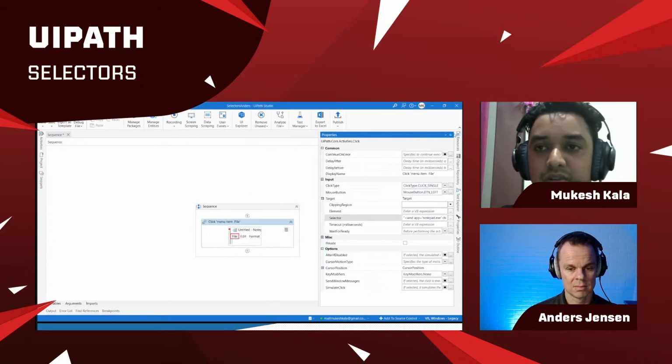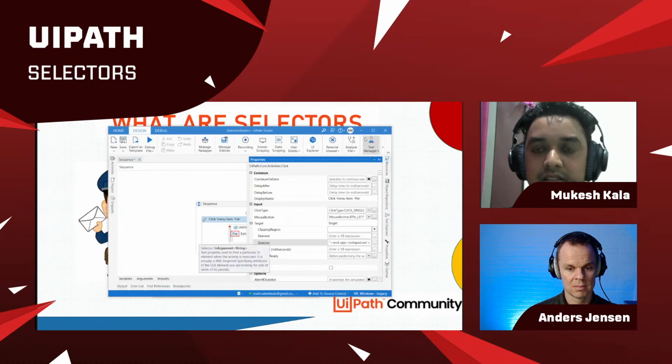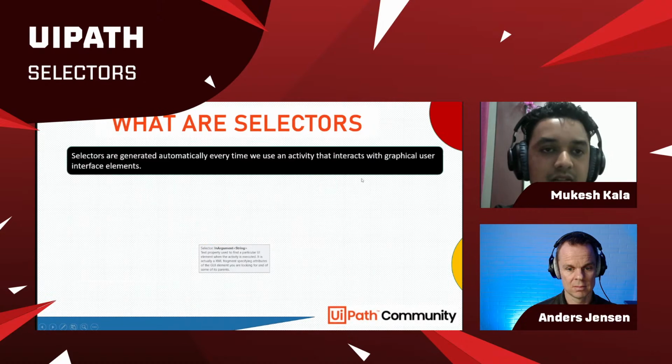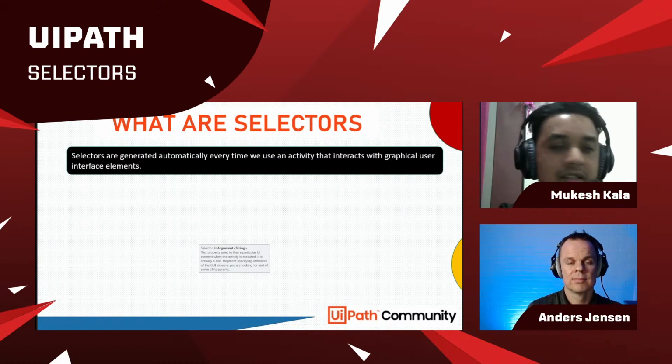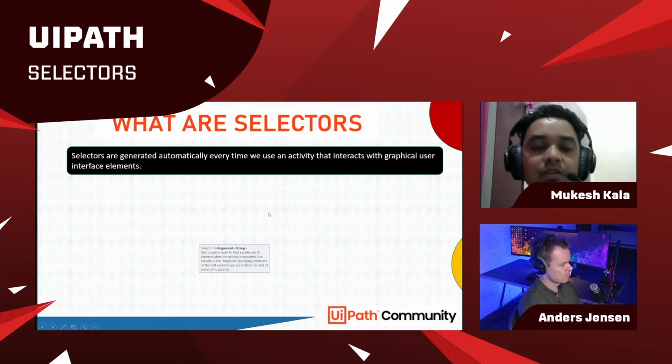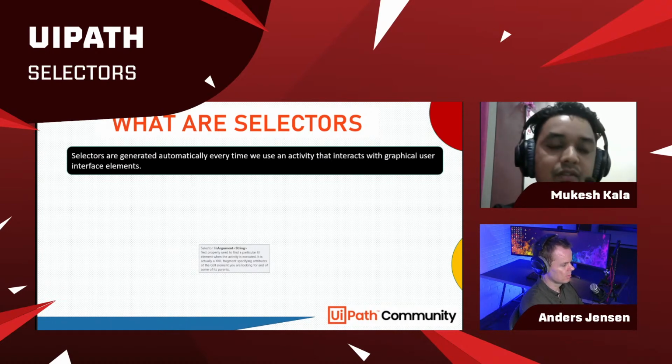Let me go back to my PPT again. I'll minimize this now. So what is a selector? First of all, a selector is automatically generated whenever you interact with a GUI. GUI means graphical user interface. Whatever you are looking at on the screen, which you can operate with the keyboard and the mouse, is a GUI. So selectors are automatically generated. As you have seen, when I used the click activity, it was automatically generated.